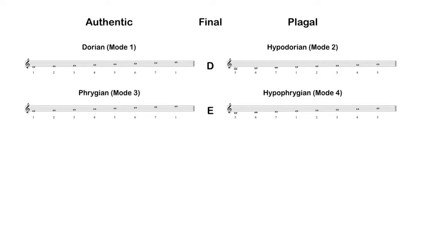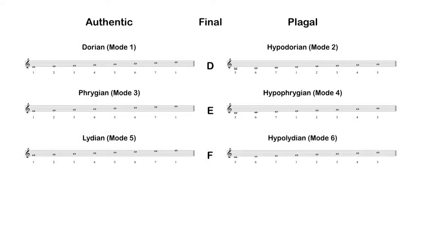And so when we end this Hypophrygian piece, we would have to end on the E. If we move up one more pitch and we have an authentic mode going from F to F, that is the Lydian mode, and its plagal partner, the Hypolydian mode, also has a range from C to C, which sounds a lot like a major scale, but the piece of music has to end on the final, which is F, just like its authentic partner.